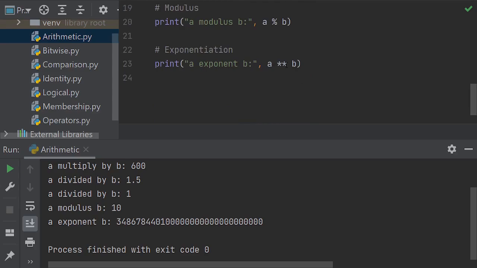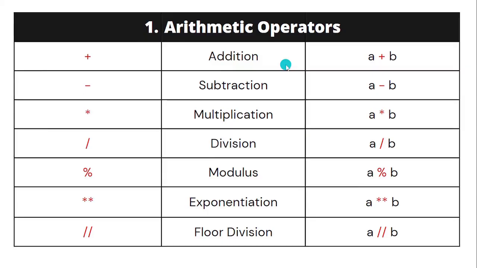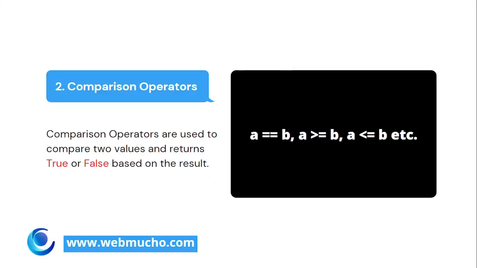Now let's move to the next operator, which is the comparison operator. A comparison operator is used to compare two values and returns true or false based on the result. So it's A equals B, is A greater than or equal to B, is A less than or equal to B. Based on the results, the return is either true or false.